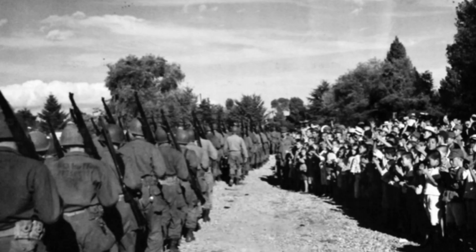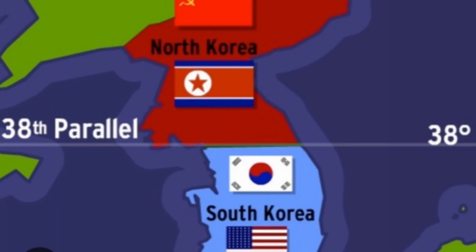The Soviet Union accepted this proposal, and so US troops were sent to the southern part of Korea, and shortly after they landed, the Japanese surrendered and the country was now divided into two occupation zones. The Soviet army occupied the northern part of Korea while the US army occupied the south.